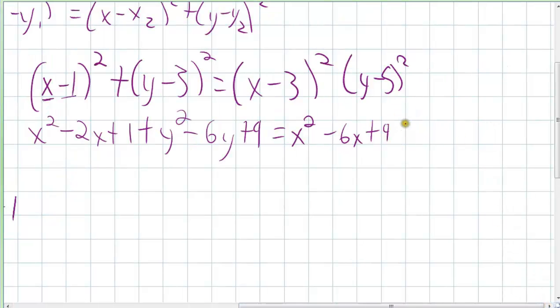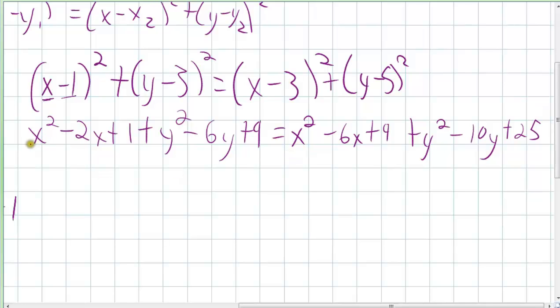Okay, and then one more. Sorry, I forgot to put a plus sign here. One more, this is going to be y squared minus 10y plus 25. Okay, now let's combine like terms and cancel where we can.